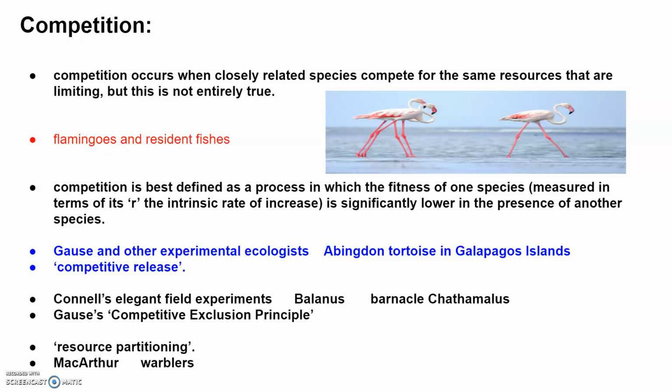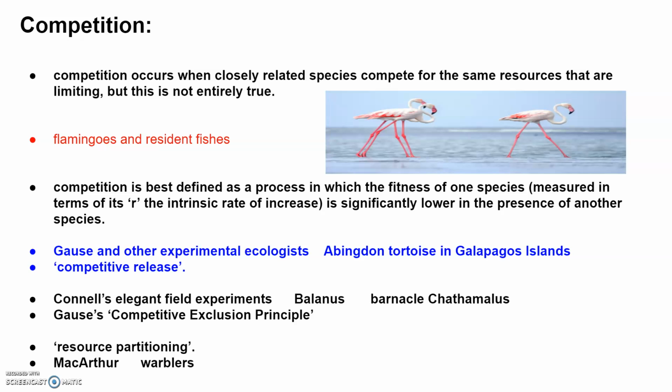For instance, in some shallow South American lakes, visiting flamingos, you can see the picture of flamingos here. These flamingos and resident fishes compete for their common food, the zooplankton in the lake. And secondly, the resources need not be limiting for competition to occur. In interference competition, the feeding efficiency of one species might be reduced due to the interfering and inhibitory presence of the other species. So even if resources, that is food and space, are abundant, competition can occur.